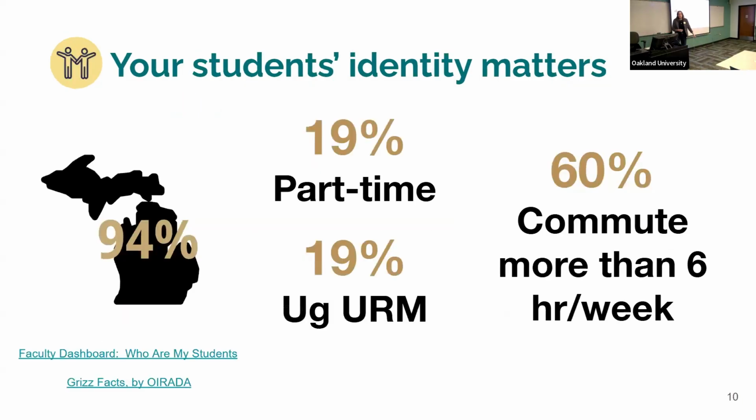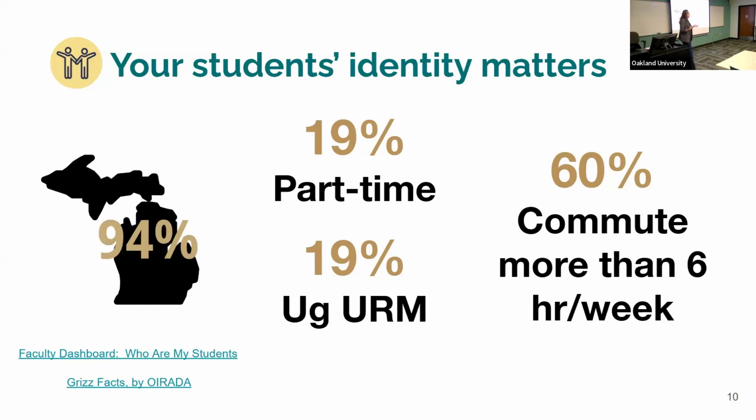The next part I want to talk about is your students' identity. If you look at some information about students at OU, these are undergrad demographics that you can get on our website from our Office of Institutional Research and Data Analytics. Each school is different. So this is what OU looks like. When you leave here and go teach somewhere else, your students' identities are going to be different than ours, and you have to think about how that might affect how you teach.